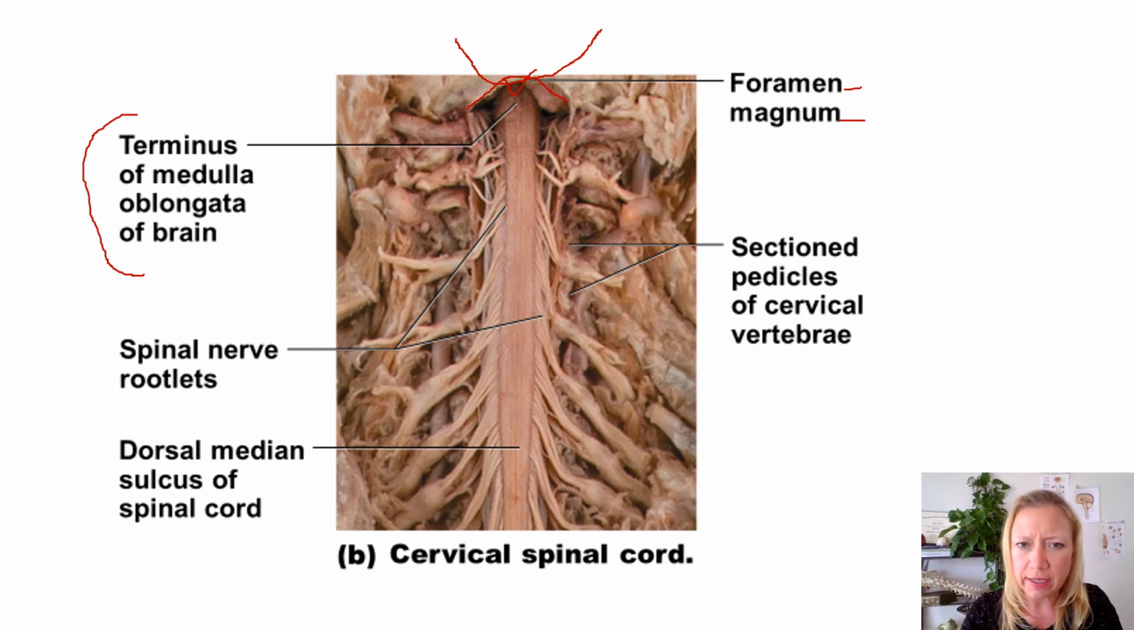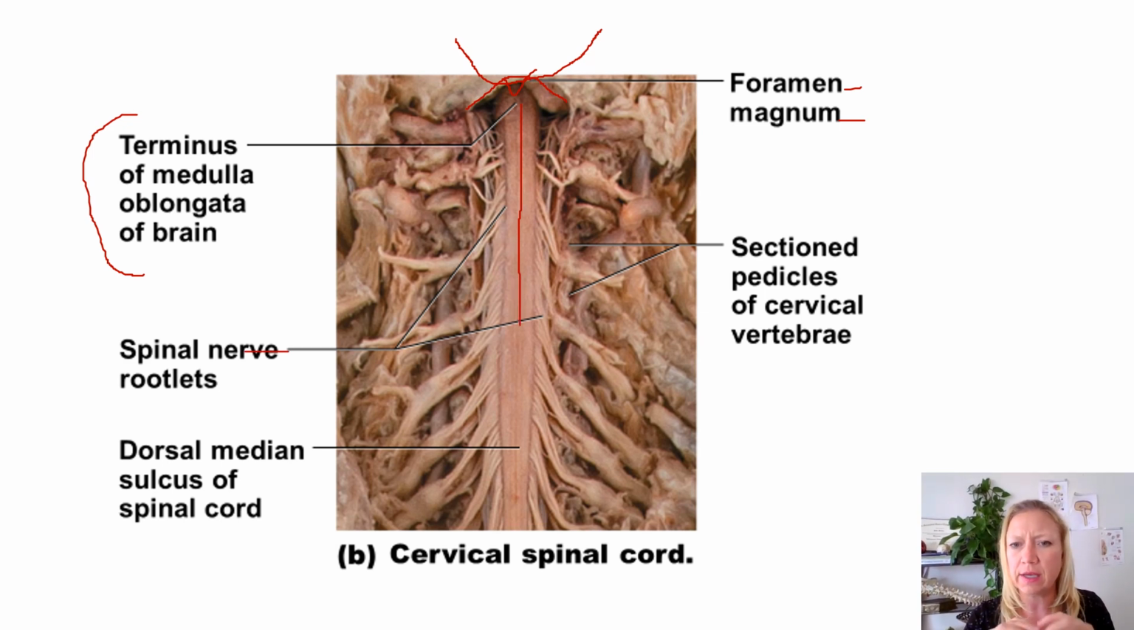And then we can see coming down, this is a nice picture of the cord coming down here. You can see the little spinal nerve rootlets. You can see the sectioned pedicles of the cervical vertebra as all this is here. So it's just where it was cut. Okay, the bone is cut there.